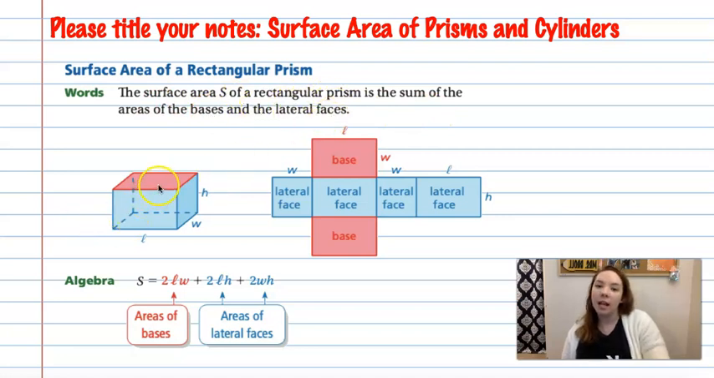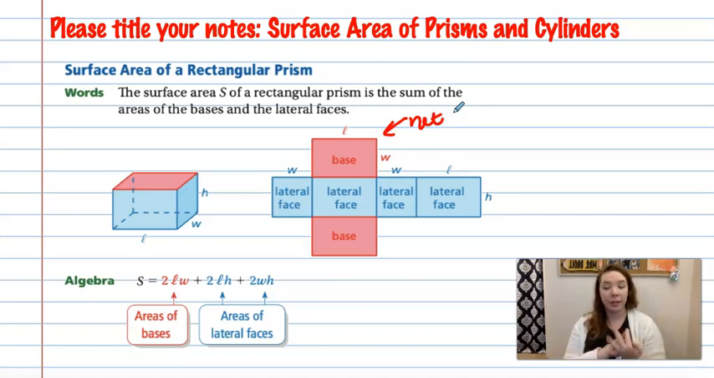So they're saying that these red, so this bottom would be red too, but it's not in our figure. Those are your bases, and then everything that would be vertical is called a lateral face. So if you think about it, this is how it would be sketched out. Like if it was flat, we also call this a net, which is just a drawing of our 3D figure in a 2D format.